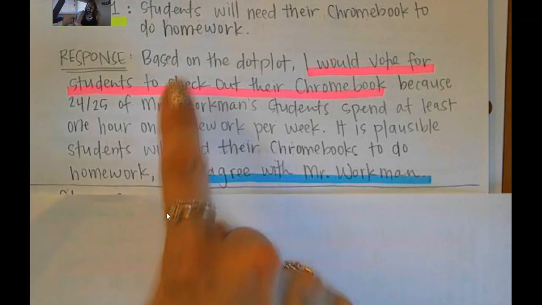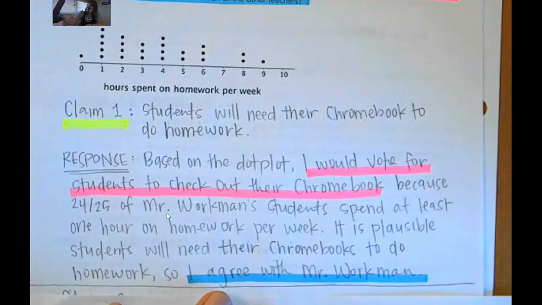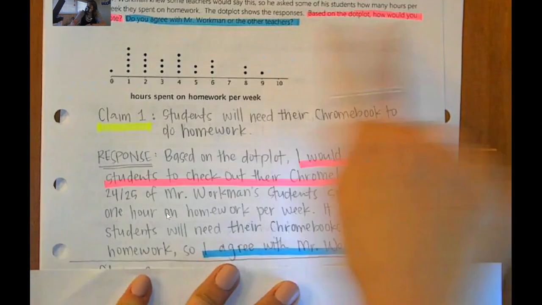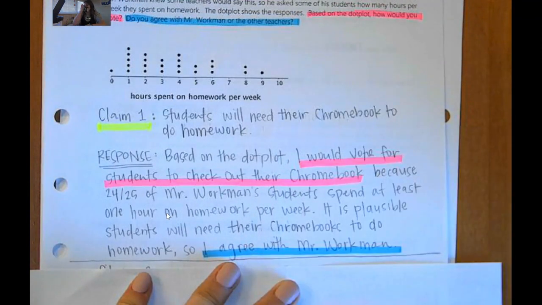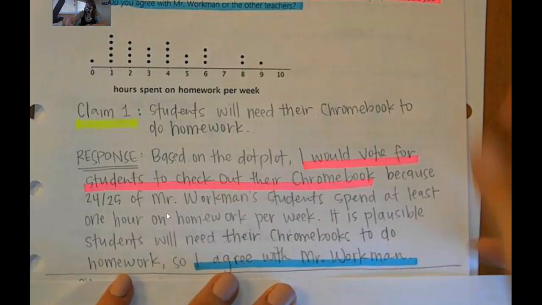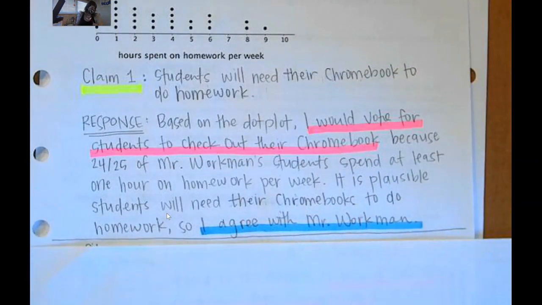Okay, so I have here, based on the dot plot, I would vote for students to check out their Chromebook. So notice that I've highlighted that in pink because that is the first thing that they asked me to address in the prompt. Now, don't worry about having to quickly write all this down because, like I said, I'm going to post a picture of exactly this on Canvas if you want more time to work on it.